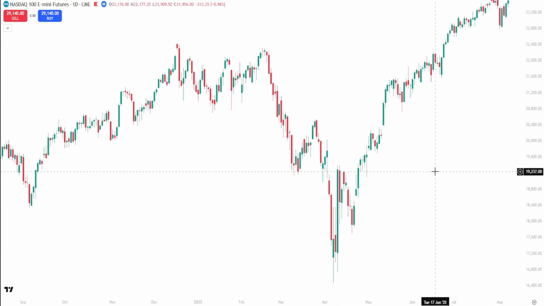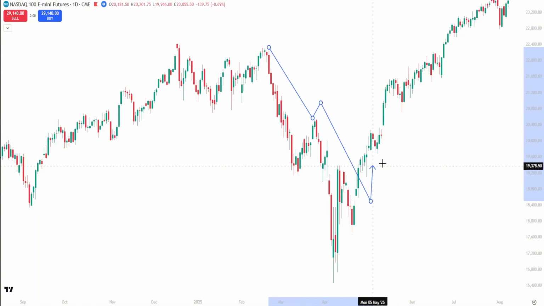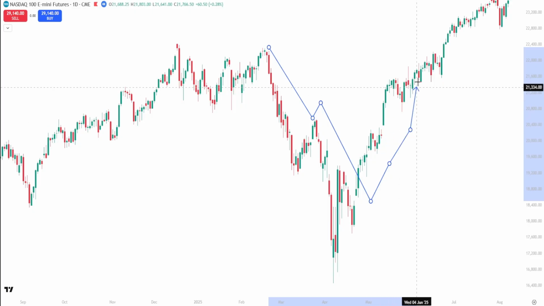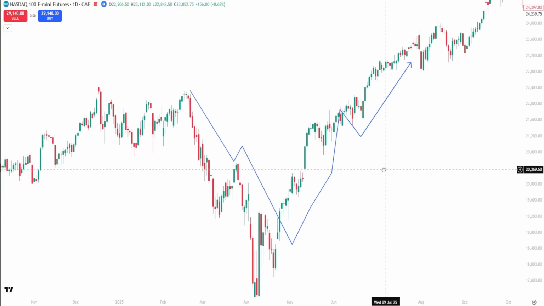Now before you run off and start trading this, 2 things I need you to remember. First, always trade with the trend. Check your higher time frame before anything else. If the market is in an uptrend, you're only looking for bullish fair value gaps. If it's in a downtrend, bearish only. Don't fight the trend, ever.